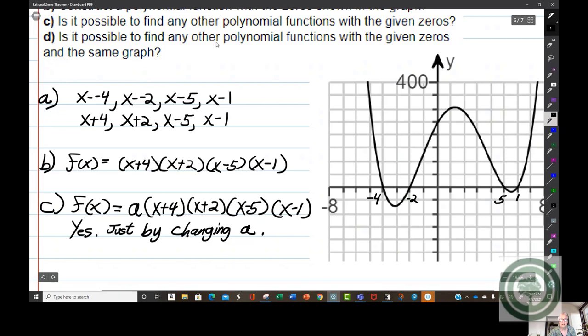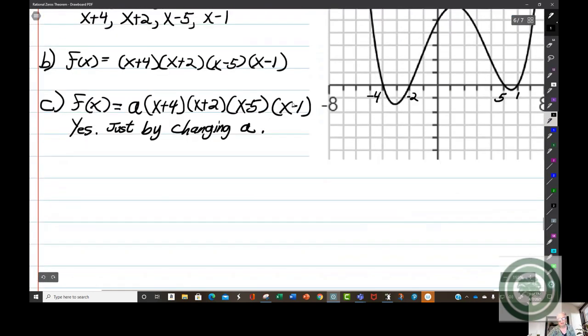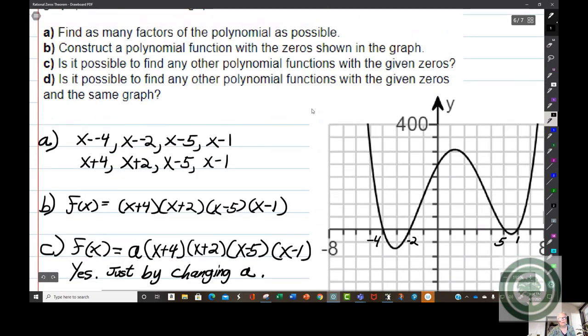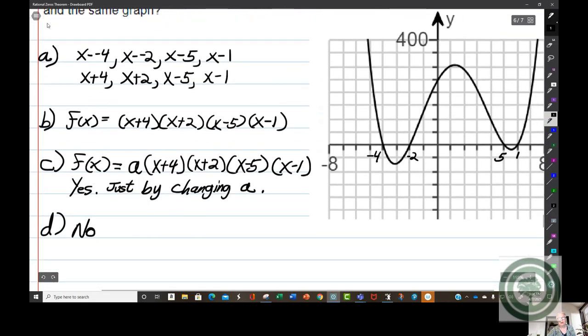Now D, is it possible to find any other polynomial functions with the given zeros and the same graph? No. Okay. I'm going to show you on another graph, because I don't want to mess you up on this homework problem.